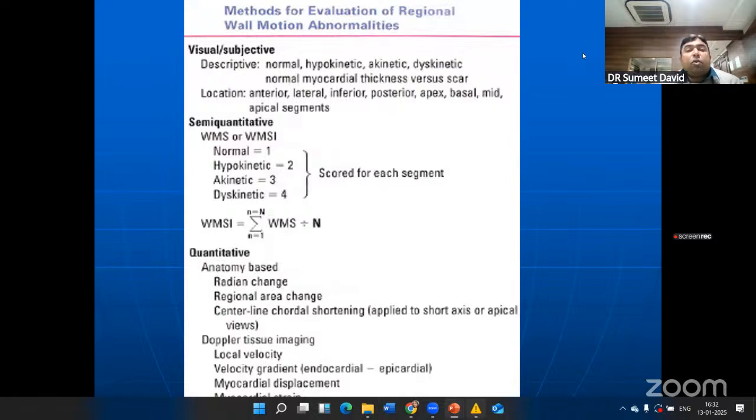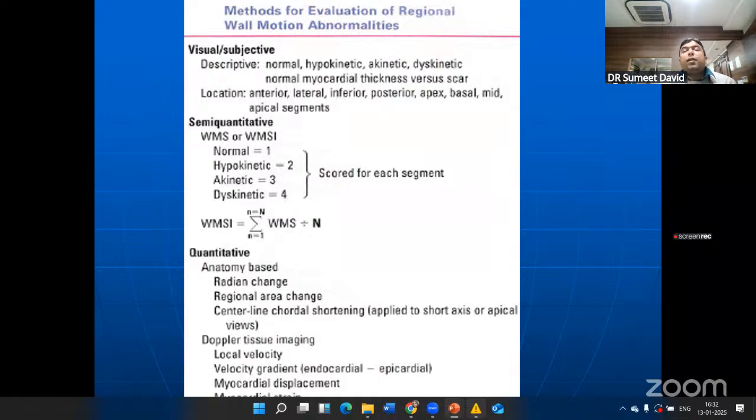So, what are the other methods for evaluation of regional motion abnormalities? A visual method is descriptive, like normal. Normally, the heart looks normal. But when you are doing an echocardiography, the first weakness which is seen is hypokinesia. Then there is akinesia, then dyskinesia, then at the end, it's a scar. So dead tissue, basically. So these are the grades. Start from normal, hypokinetic, akinetic, and dyskinetic.